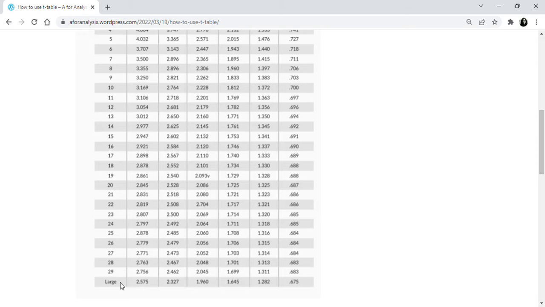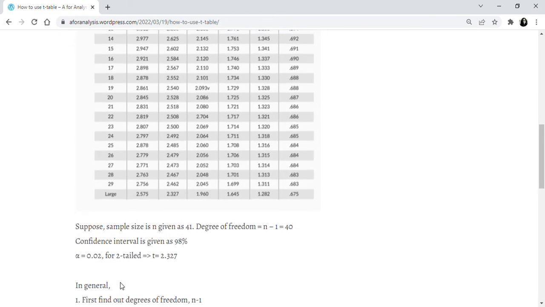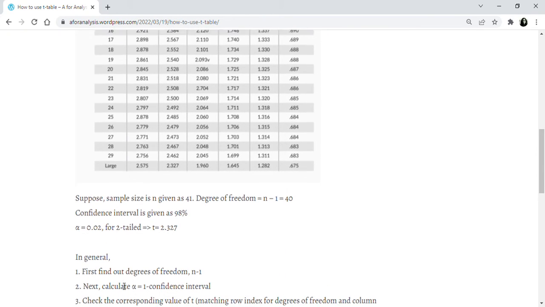The t-score is usually used to estimate the population mean from the sample mean when the sample size is really small, less than 30, and also the population is normally distributed. So in such cases we will use the t distribution, and let's look at one example here.